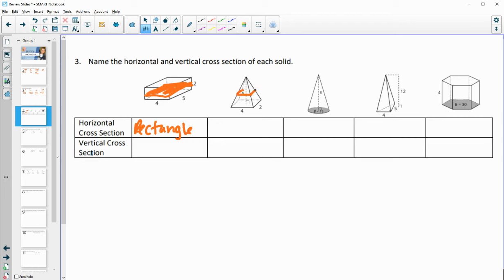Horizontal cross section here. If we were to just cut horizontally to the base, we would end up with, not a square because it's 4 by 2, so this one's going to be a rectangle again. Next one in the cone, if we cut horizontally, we're going to end up with a circle. In this triangular pyramid, we're going to end up with a triangle, again same as the base shape when we cut horizontally. So then for this one, if we cut horizontally, we would end up with a hexagon.